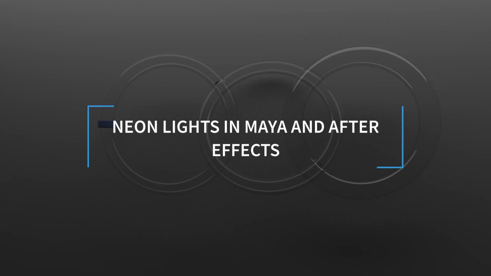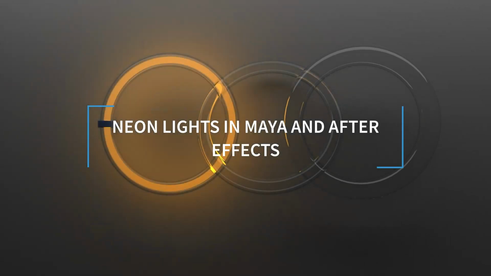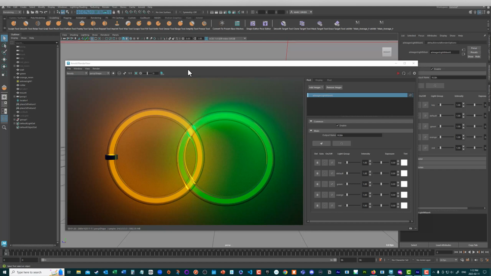Okay, this is the second video on using light AOVs in Arnold and Maya and bringing them into After Effects, but applying it to a slightly more complex situation. Here, creating something like neon lights. So I'll go through the process of creating these lights and how we might think about it.